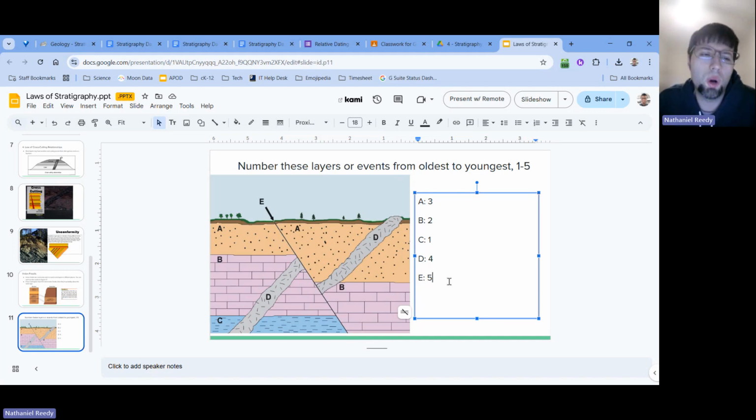So I hope this video helped you guys understand the laws of stratigraphy and how to do an example like this one. Feel free to watch this as many times as you need to.